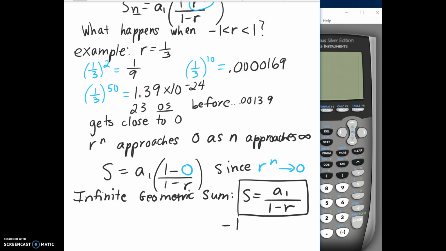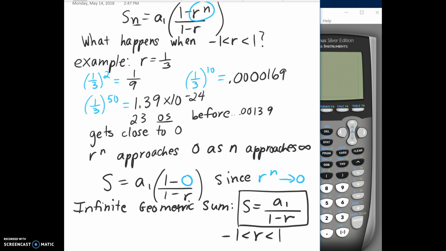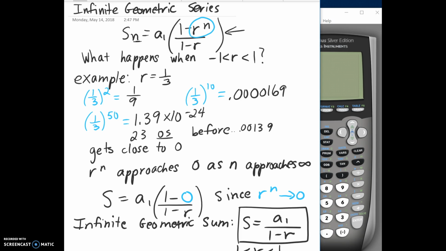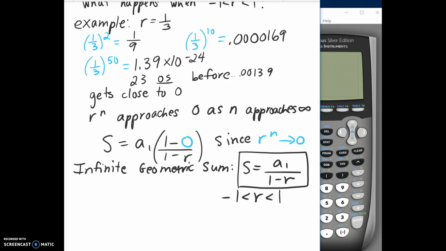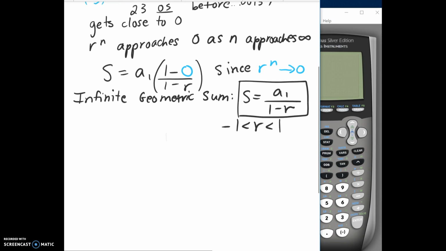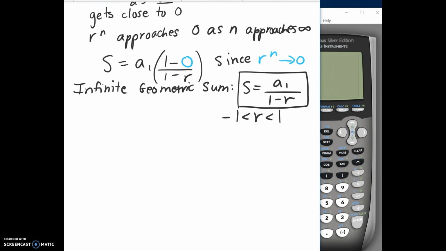as long as you have that inequality: -1 is less than r is less than 1. So this formula works for series that keep on going to infinity, where you don't have a last term. With the first formula, you need a last term, or you need to know how many terms you have in the series. With an infinite series, it keeps on going forever, and eventually it approaches this limit of the sum in this formula. So we're just going to look at a few examples of this, and we'll try some practice after.